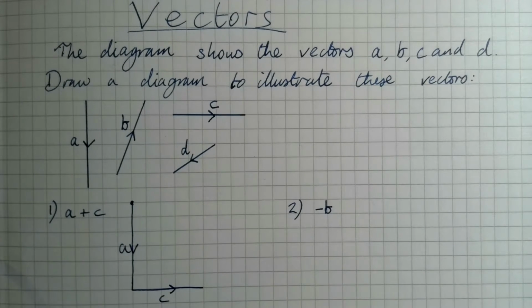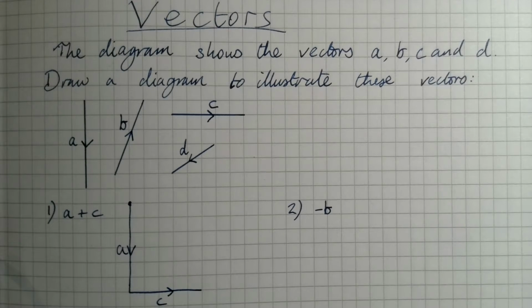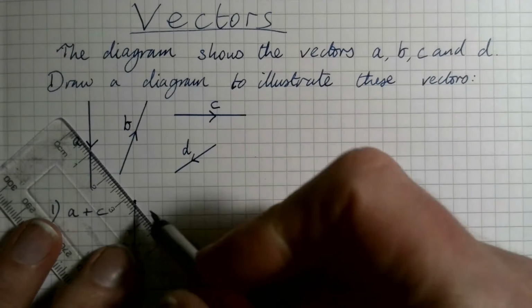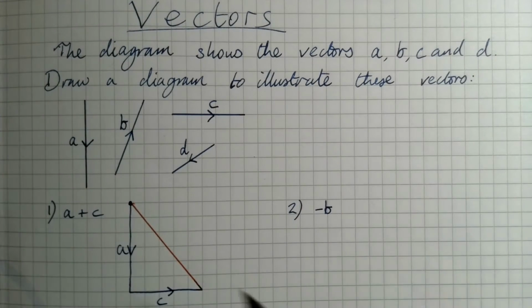I love vectors, by the way. Some people hate them, but the more you play with them, the easier they get. Now, the resultant, as it's called, of A plus C is actually this vector here. So that there is your A plus C.